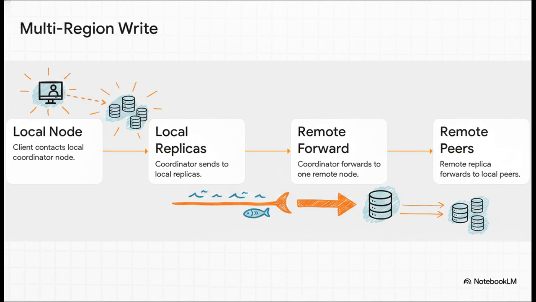Instead of sending 3 or 4 redundant copies across a slow ocean cable to a data center in Europe, the coordinator forwards the write to just one single replica in that remote region. Step 4, that remote replica then takes on the job of forwarding the write to its local peers over the much faster local network. This dramatically reduces long-haul bandwidth costs and keeps latency way down.